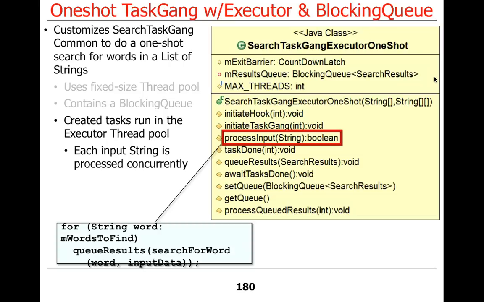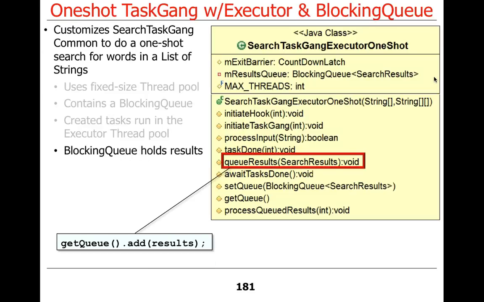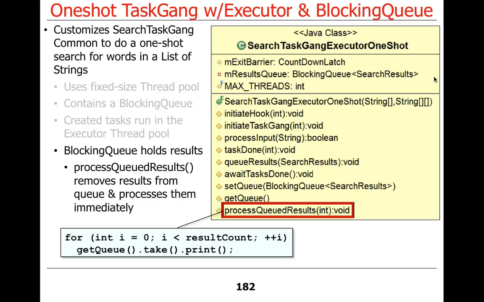And we're going to go ahead and call QResults. So for every word, we're going to look up in the input to see how many times it appears. That will build a search results object, and that gets given to QResults. And then QResults adds the search results to the end of the blocking queue, and then process queued results, which has got a thread running in the background, will sit there and loop, taking each element out of the queue and printing it. So we have the classic sort of producer-consumer situation.